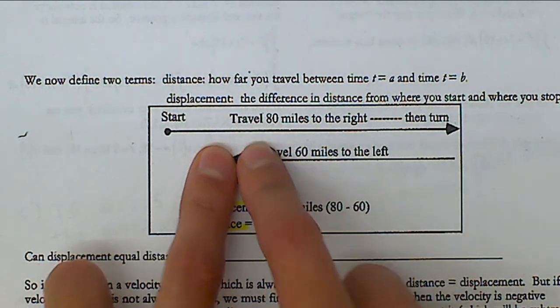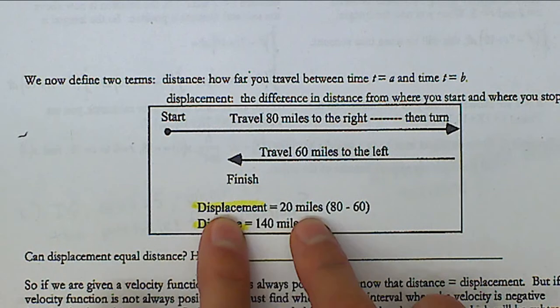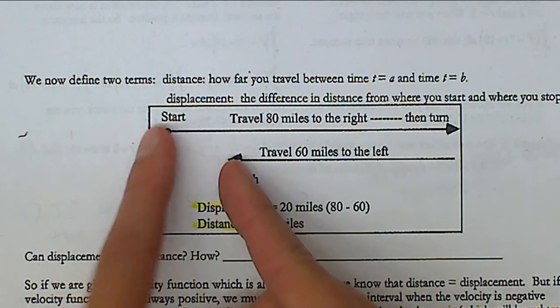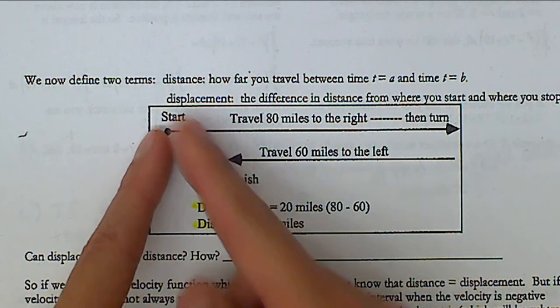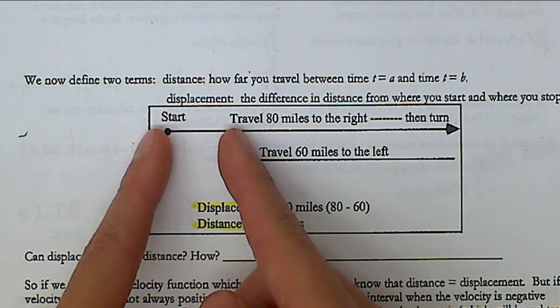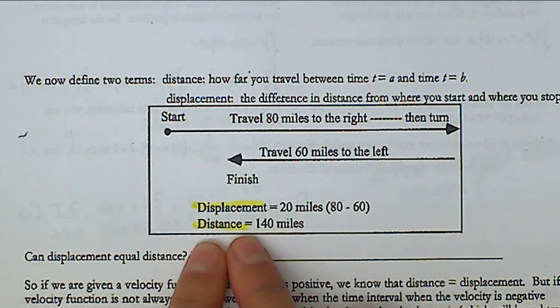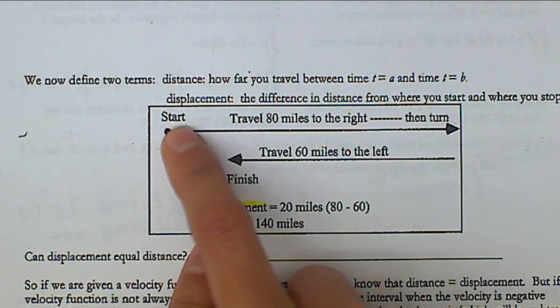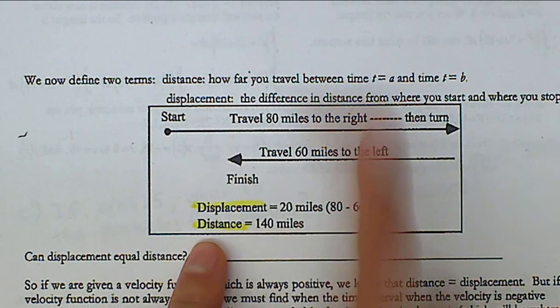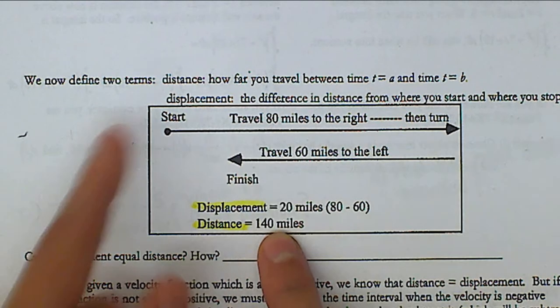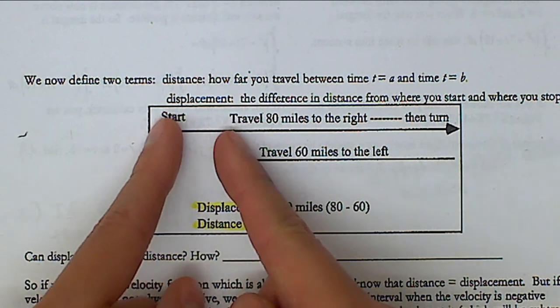My displacement is 20 miles, because that is how far I am from where I started. Basically, it's like, oh, you only moved 20 miles. The distance is how far I walked. So my total distance I walked was actually 80 plus 60, which is 140 miles, but I only ended up 20 miles from my starting place. Okay?